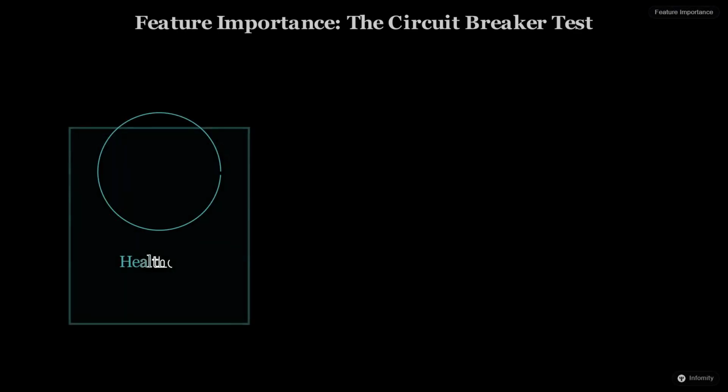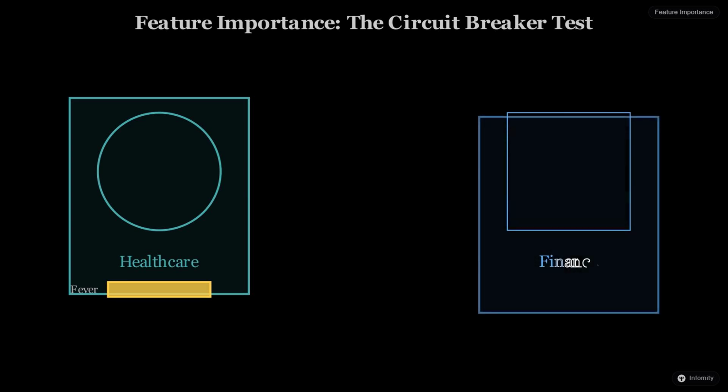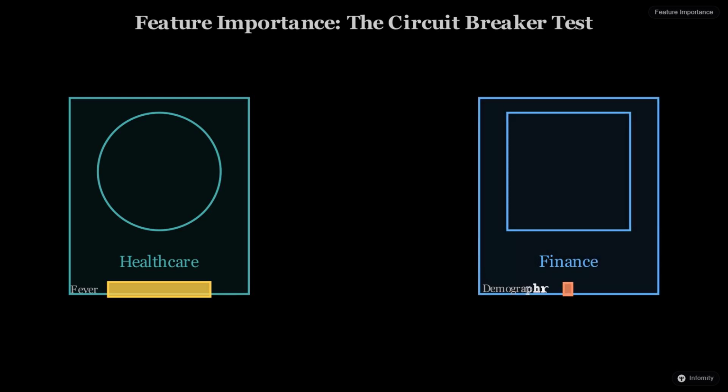In the real world, this helps doctors see which symptoms are the biggest red flags for a diagnosis. It also helps banks ensure that their loan decisions aren't based on unfair or biased features. By knowing which switches have the most power, we build models that are transparent and trustworthy.